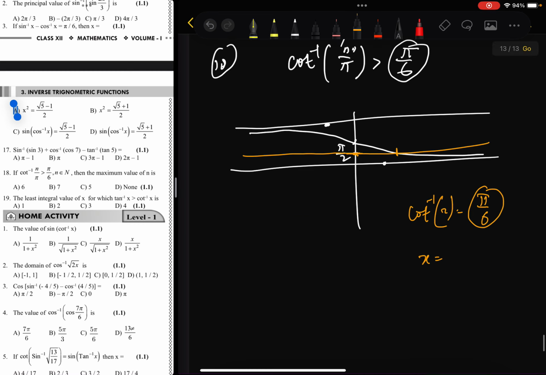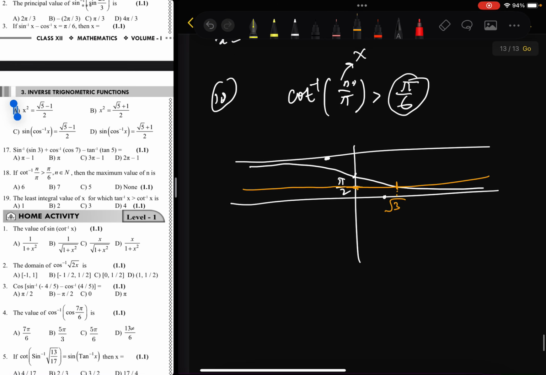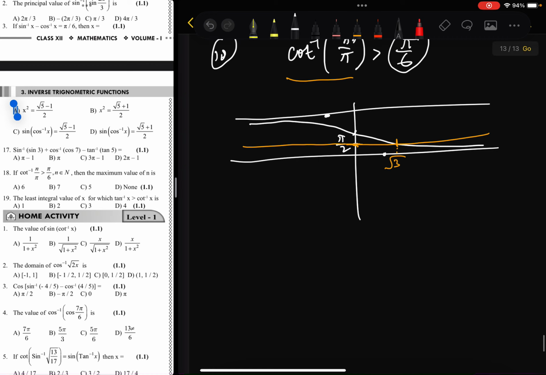So pi by 6 means 30. If x is equal to 1, sorry, x is root 3. So this point is actually root 3. For x equal to root 3, both will be same. That means the intersection of these two graphs is root 3, right? So the question is, this should be greater. So on which portion is the graph of cot inverse x greater? In this portion. So here x belongs to from minus infinity to root 3. The cot inverse x is greater than.